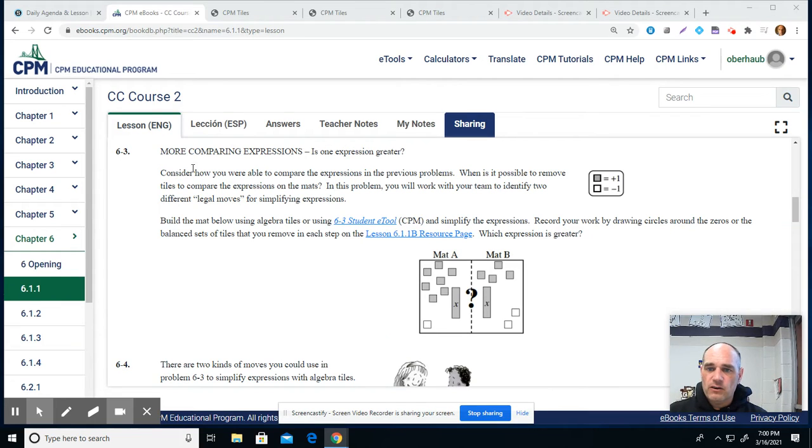6-3. Consider how you're able to compare the expressions in the previous problems. When is it possible to remove tiles to compare expressions in this map? In this problem, you will work with your team to identify two different legal moves for simplifying the expression.